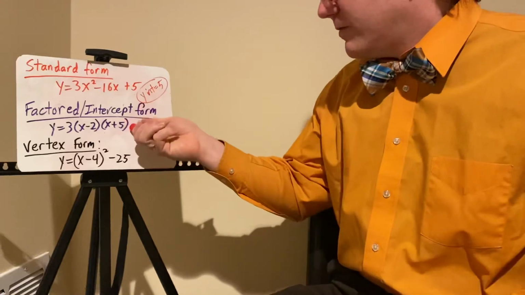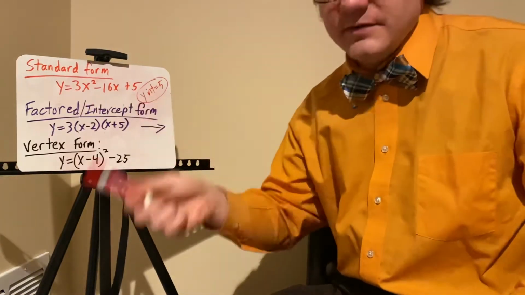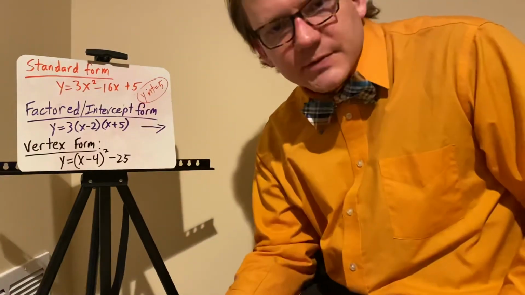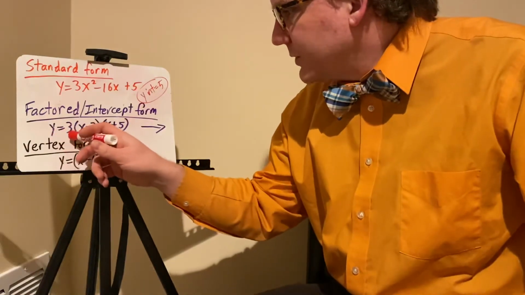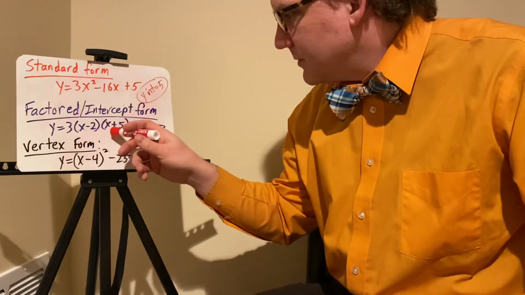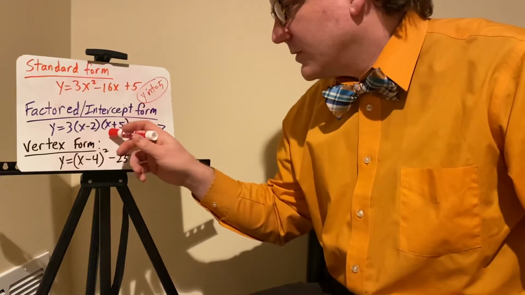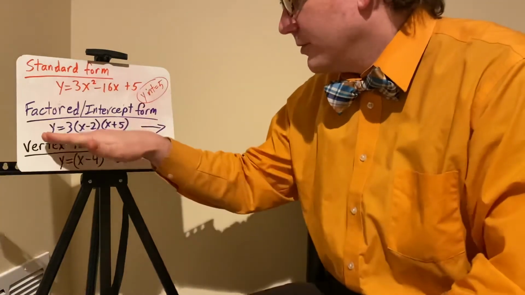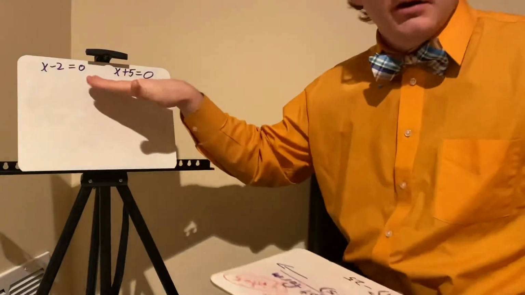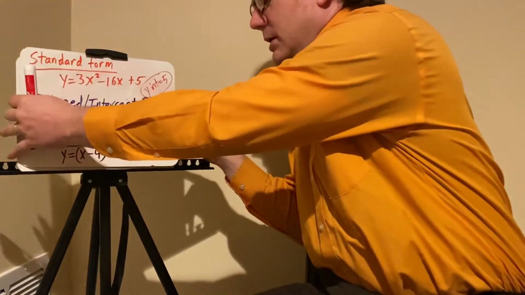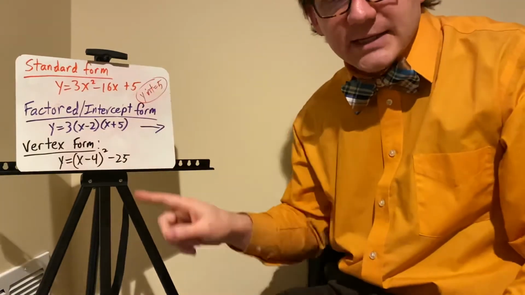I'm going to do factored intercept form. In this one, factor/intercept form, it gives us the roots or the x-intercepts. You can use those terms somewhat interchangeably. Y equals 3 times x minus 2 times x plus 5. 3 does not equal 0, so one of these two factors would have to equal 0 in order for y to equal 0. I've set them equal to 0 right here, and I will solve that in a second. And that will give me the two spots where the graph will cross the x-axis if they exist.